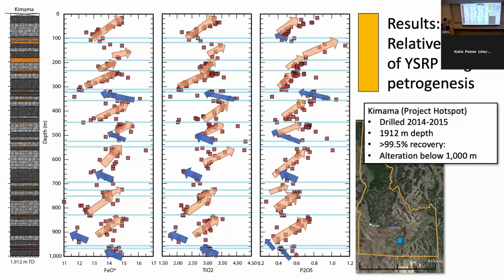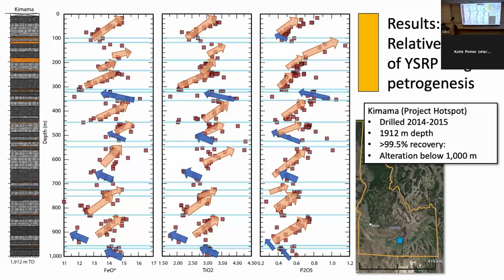So what these red arrows show is fractional crystallization, which is the progressive removal of mafic mineral phases, so that magma is becoming more felsic with time. And the blue areas represent the opposite trend. This might represent a new, more mafic magma entering the system, mixing with that existing magma and driving compositions back toward primitive or more mafic values. So this sequence of fractional crystallization, the red arrows, and recharge is documented throughout the drill core.